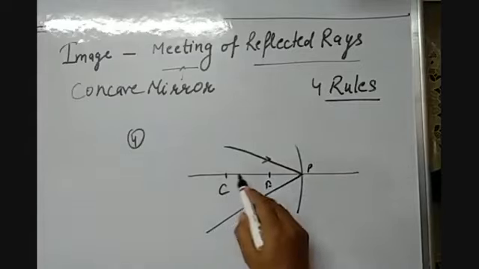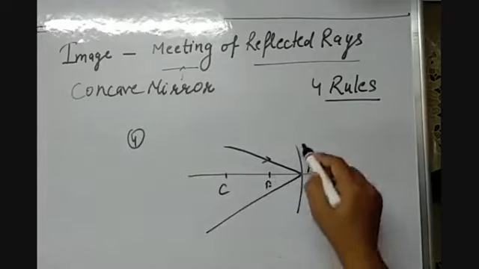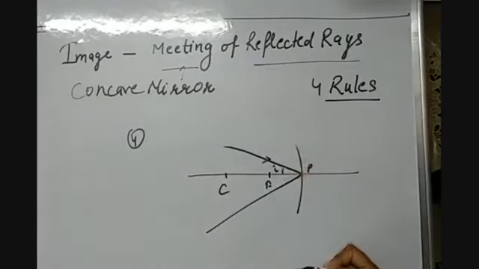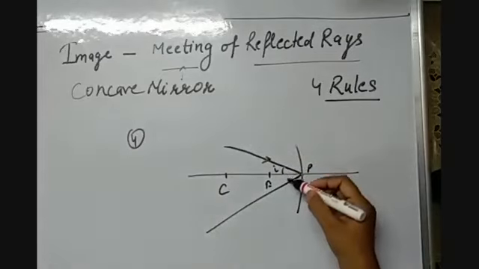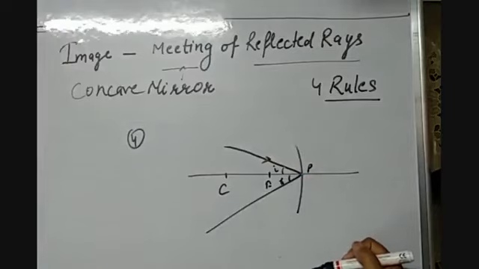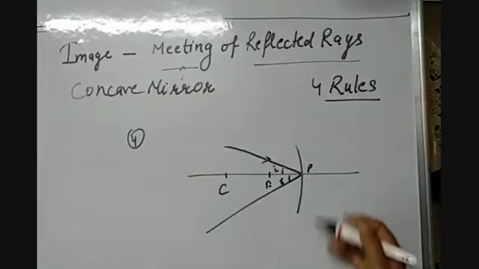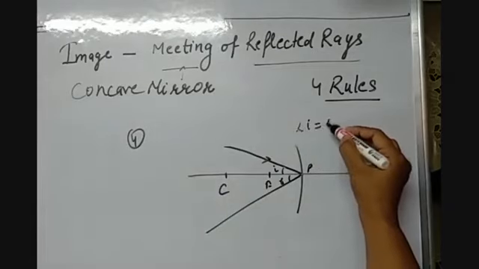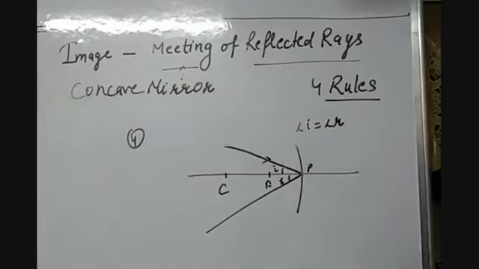So as you all know, this is the normal on the spherical mirror. Let's say it is making an angle I with the normal. So it will get reflected by an angle R, which is called the angle of reflection, and according to the law of reflection, angle I would be equal to angle R. So this way we have studied the 4 rules.